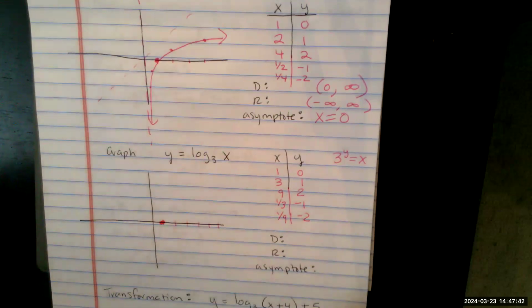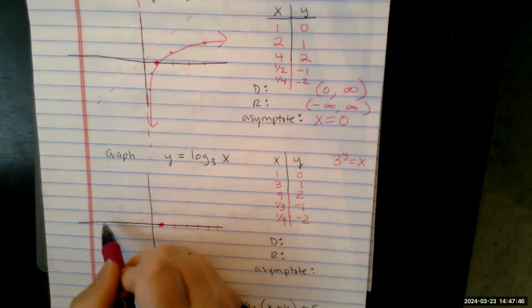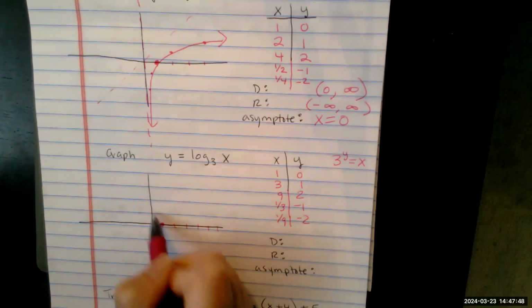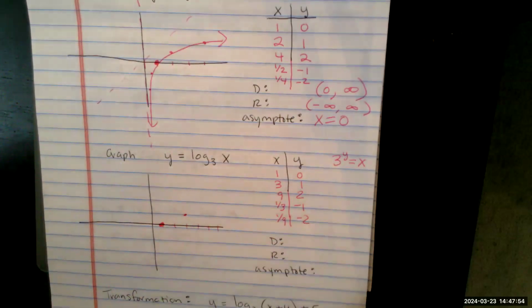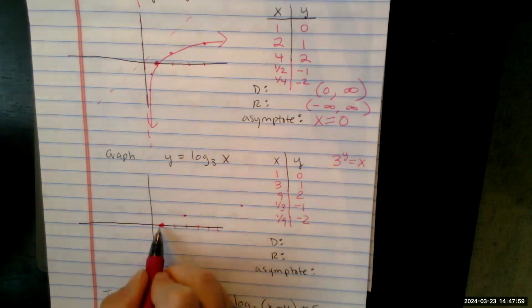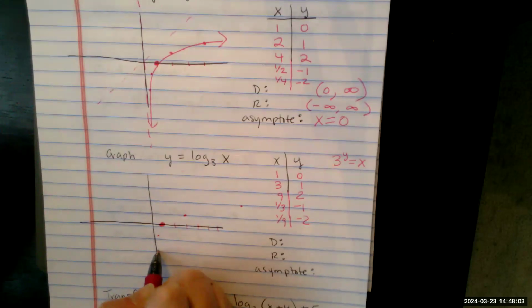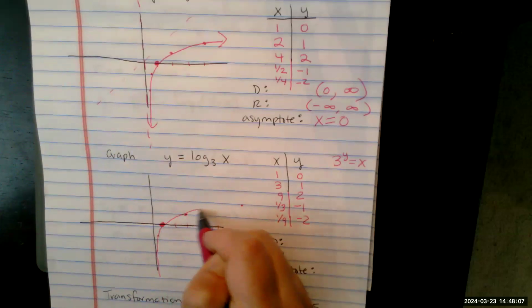So plotting these again. 1, 0 is here. So do you see how, again, they're sharing that one nice point, just like our exponentials were sharing it here. It's just the opposite. Instead of 0, 1, it's 1, 0. And 3, 1, 9, 2, somewhere way out here. Let's go the other way. A third, -1, and a ninth, -2. Again, hugging this asymptote.